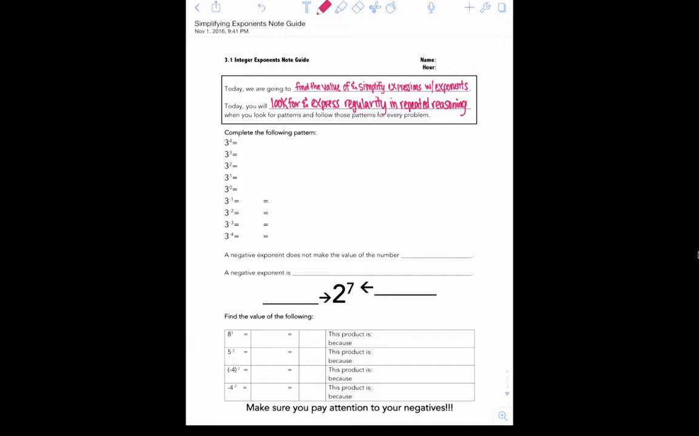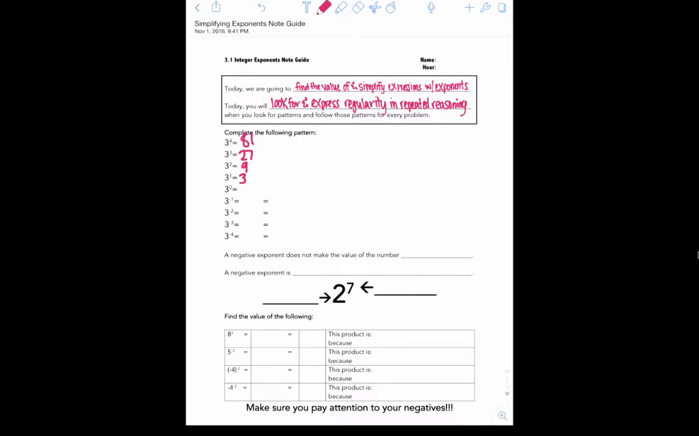So 3 to the 4th would be 3 times 3 times 3 times 3. So that's 9 times 3 times 3, which is 27 times 3, which is 81. So 3 to the 4th is 81. 3 to the 3rd is 3 times 3 times 3, which is 9 times 3, which is 27. 3 squared is 3 times 3, which is 9. 3 to the 1st is just 3.